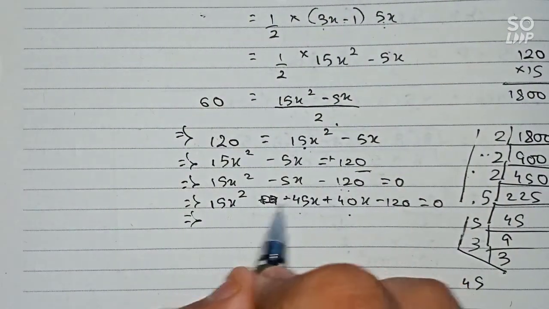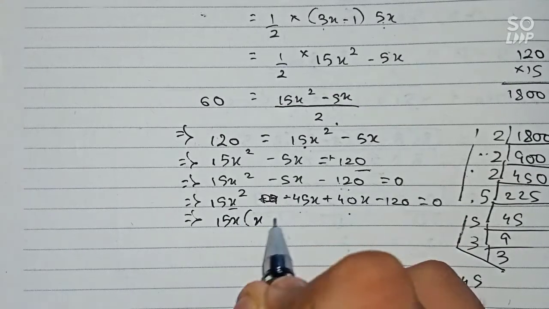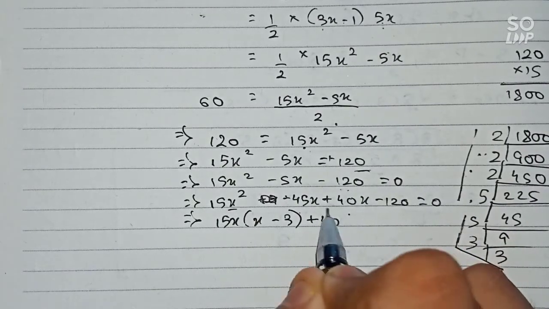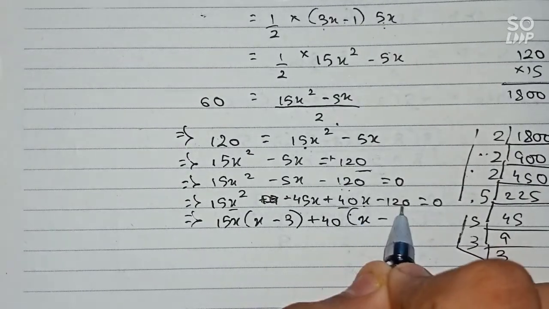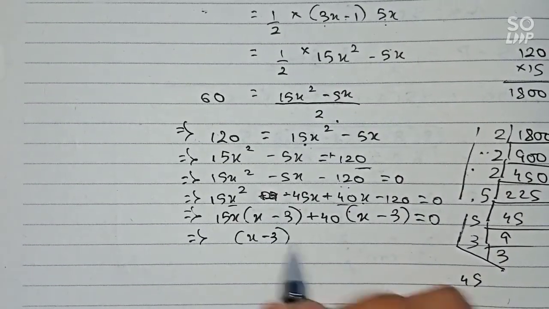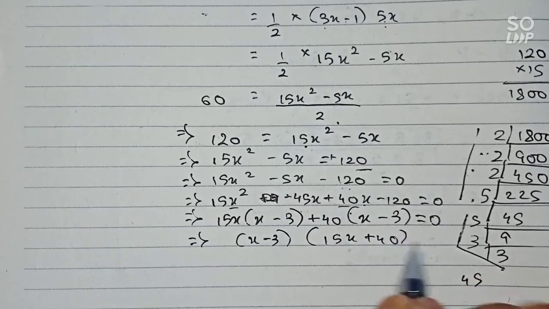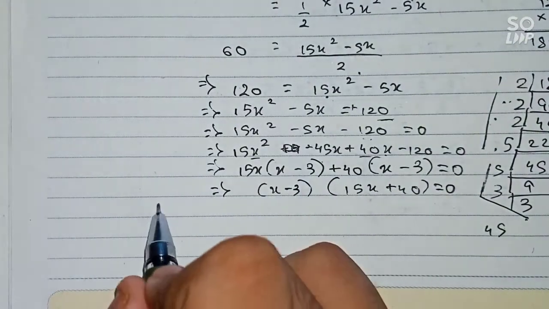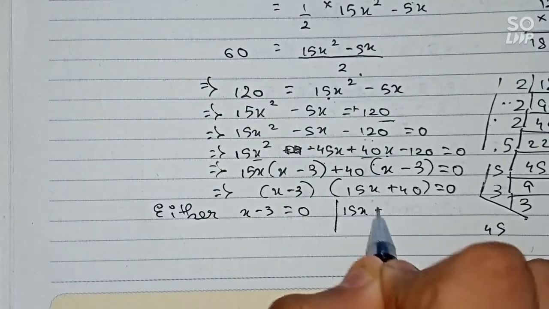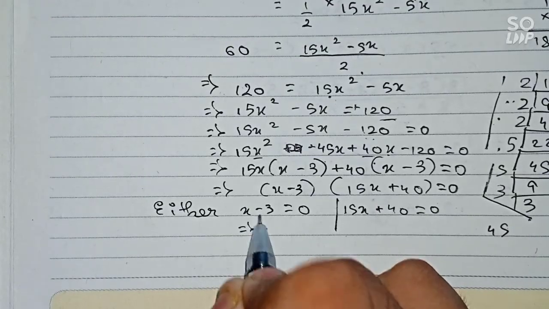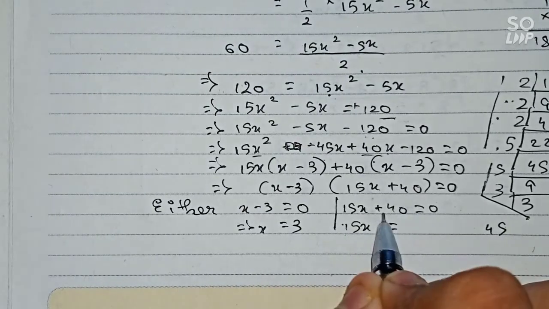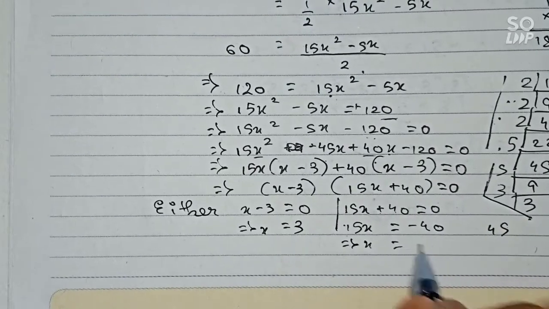Now from here we take 15x as common, so x minus 3 remains, since 15 3s are 45. Now we take plus 40 as common, so x minus 3 remains, since 120 divided by 40 is 3. So equals 0. Now we take x minus 3 as common, so the remaining is 15x plus 40. So either x minus 3 is equal to 0, or 15x plus 40 is equal to 0. Here minus 3 goes to the other side and becomes plus 3, so x is equal to 3. And 15x is equal to minus 40, so x is equal to minus 40 by 15.